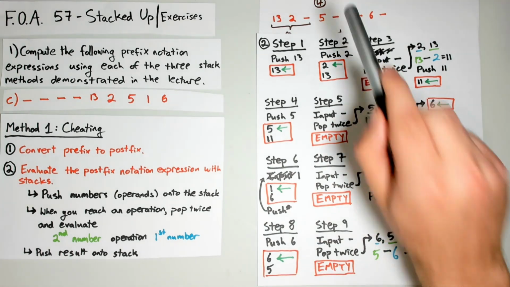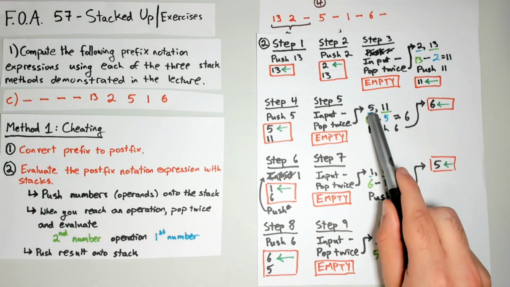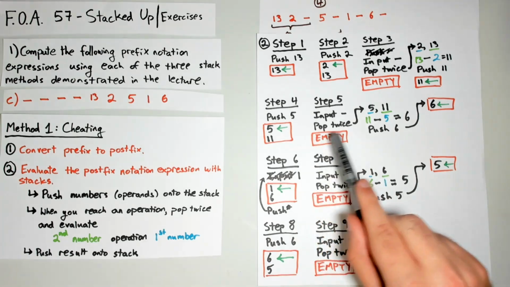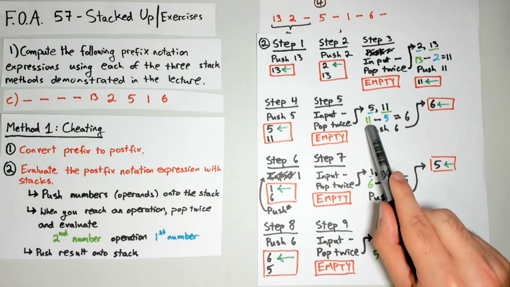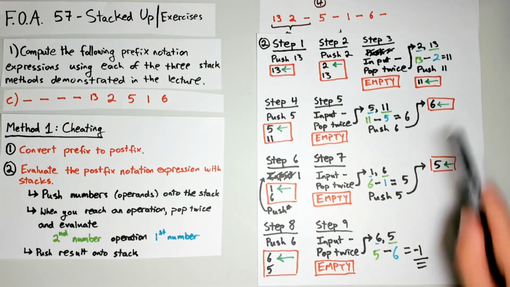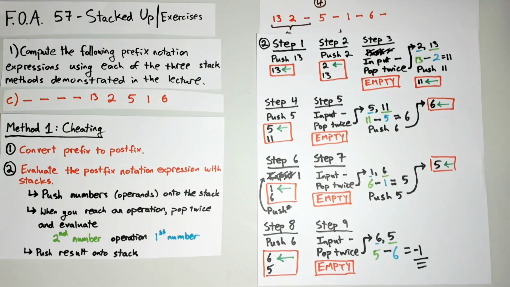And then we input the minus sign next, which is going to tell us to pop twice to get that 5 and that 11. Once again, our stack is empty here. So we get the 5 and the 11, we subtract them in the order of 11 minus 5 to get 6, push that onto the stack. Next up, we input the 1, so that gets pushed onto the stack.